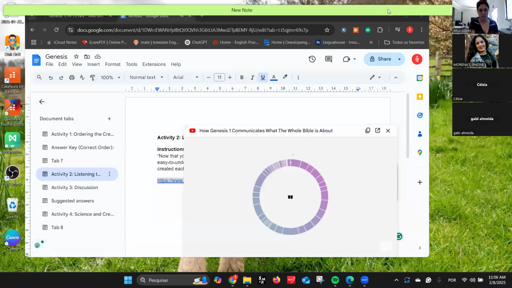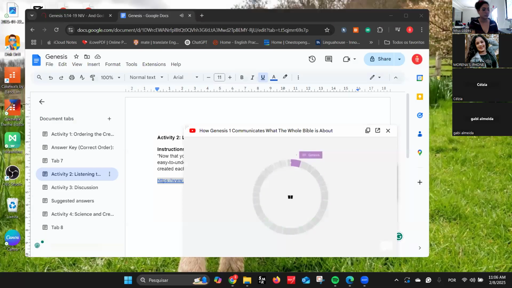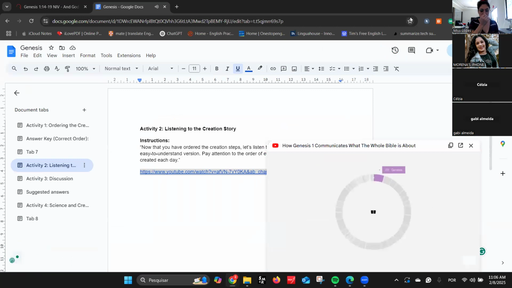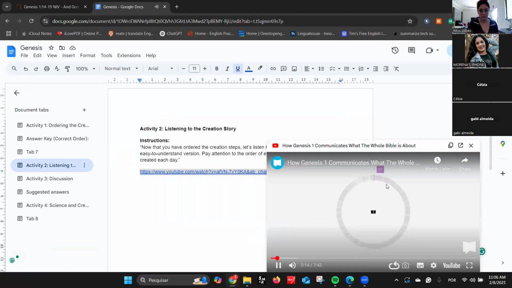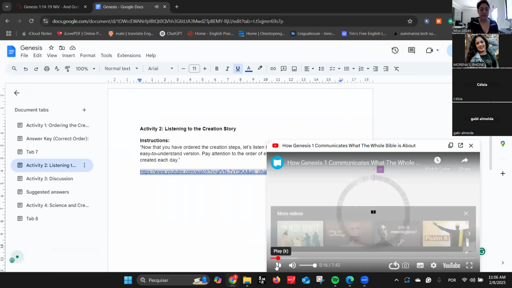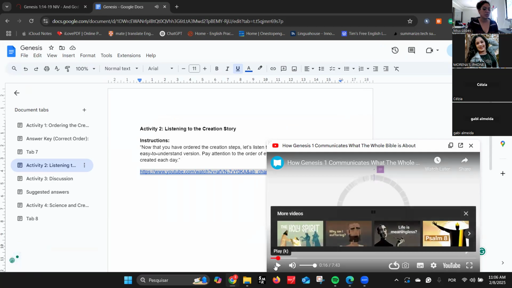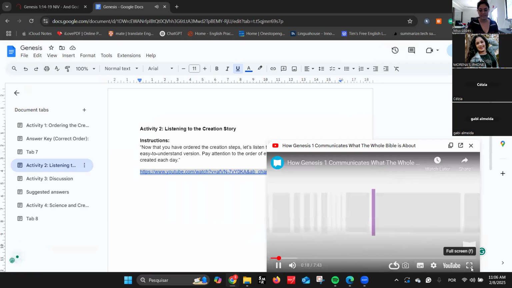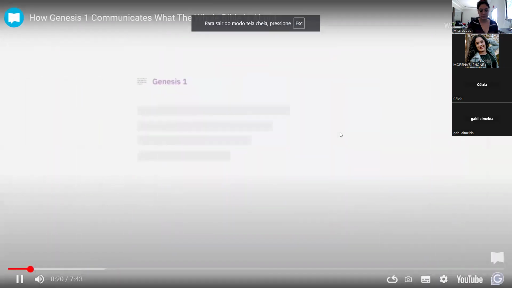The first book in the Bible is called Genesis. And we're going to look closely at the first page of the book of Genesis. It's a carefully crafted narrative about God creating and ordering the whole cosmos. Okay, let's check it out.